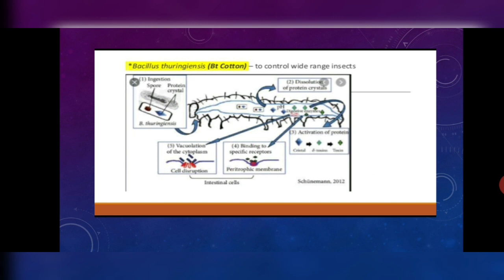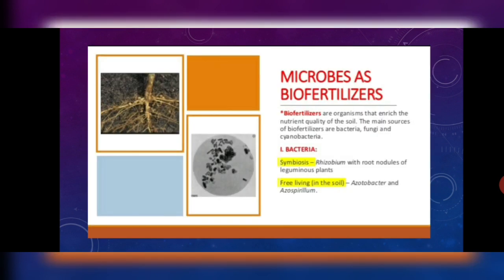Another example is BT cotton, where Bacillus thuringiensis is used. BT can be used in two ways. Either that gene can be incorporated, as shown in the picture, and the plant can produce the cry protein, the crystal protein itself, or what we can do is take the crystals, dissolve them in water and spray it over the cotton.